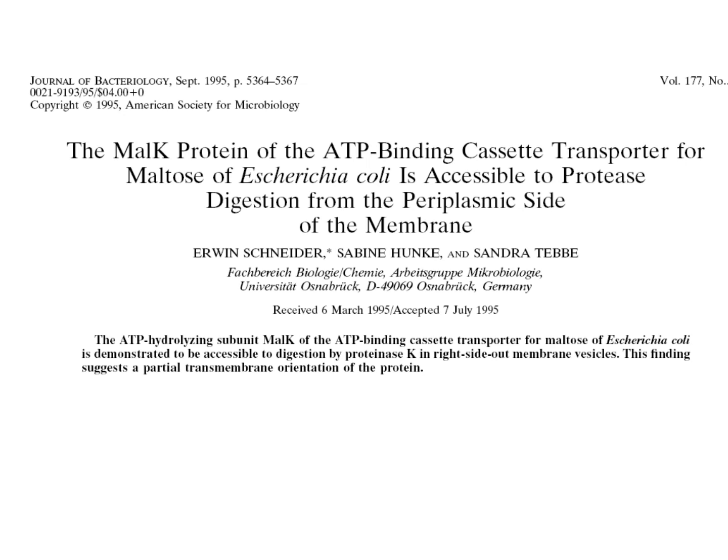Here's 1995, this paper. The MalK protein of the ATP binding cassette transporter for the sugar in E. coli is accessible to protease on the periplasmic side. So now they figured out this transporter protein, and protease can get to it.